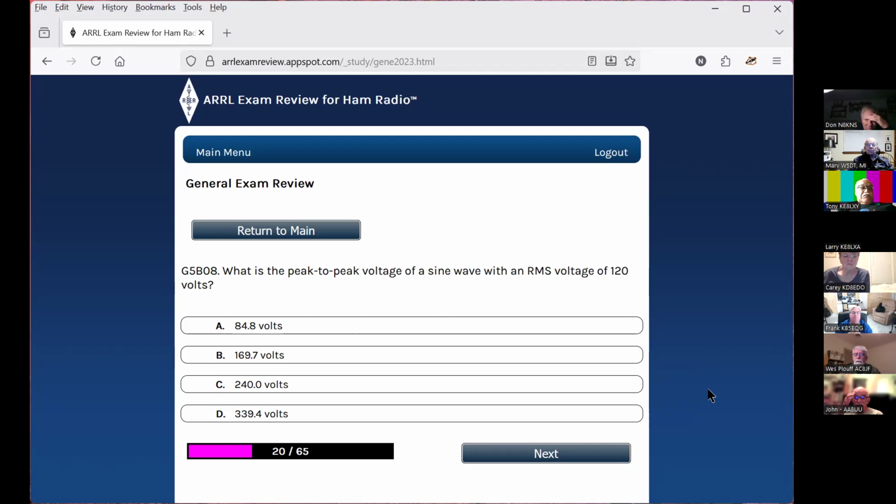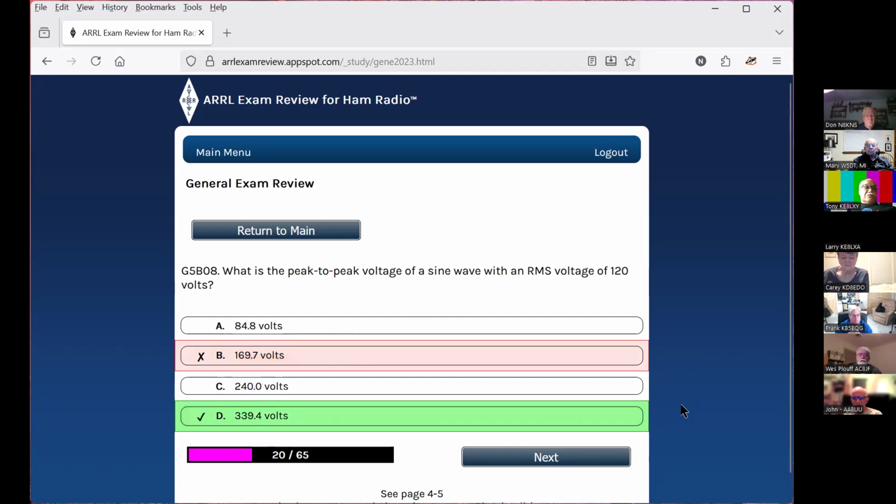Okay. Well, this is another two-step problem. So I see a little bewilderment here. If we guess 169 point something, that's incorrect. There are two steps here. You convert from RMS to peak voltage and then double that to get peak to peak voltage. I didn't get the peak to peak. Sorry about that. No, that's okay.